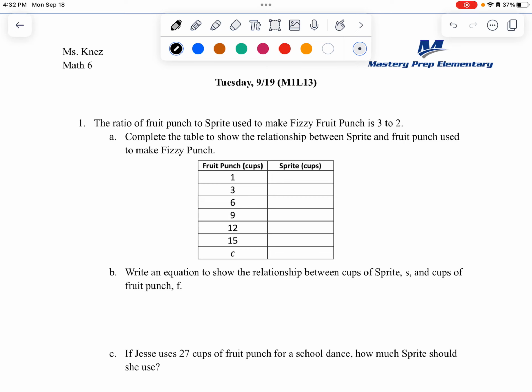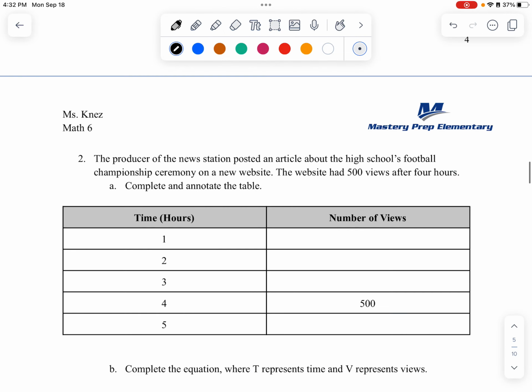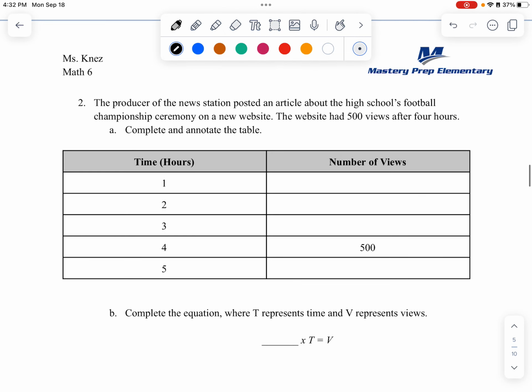On Tuesday's homework, we're practicing working in ratio tables and using ratio tables to write equations. We'll use question 2 as our example. Question 2 says, the producer of a news station posted an article about the high school's football championship ceremony on a new website. The website had 500 views after 4 hours. And I actually put that in a table for you, 4 hours, 500 views.